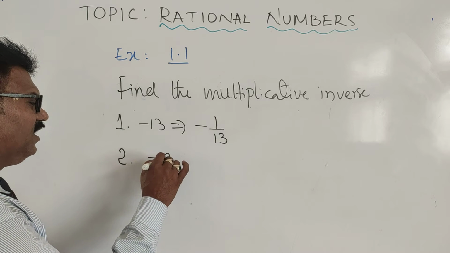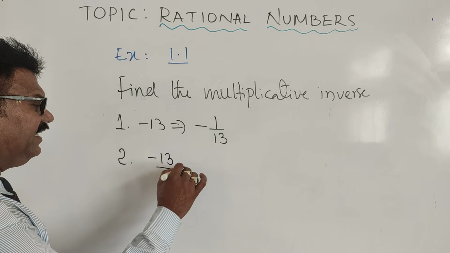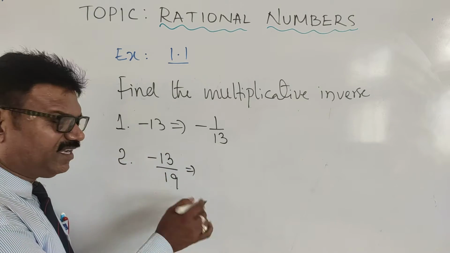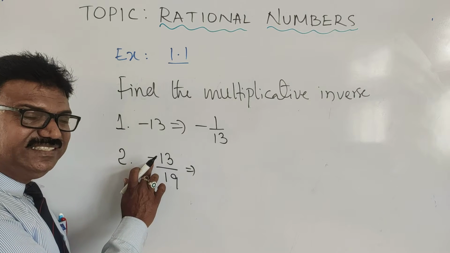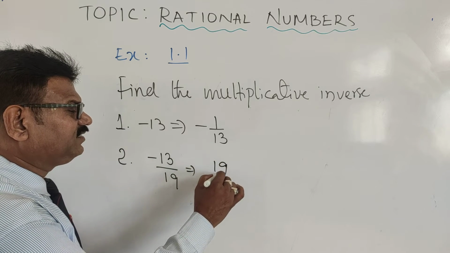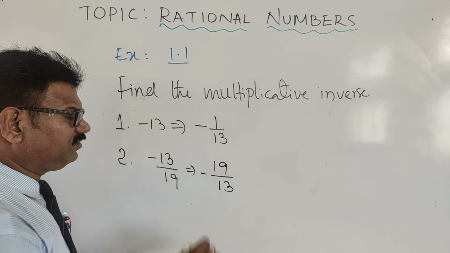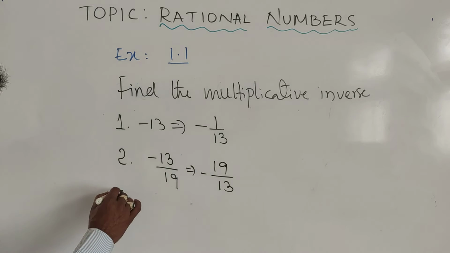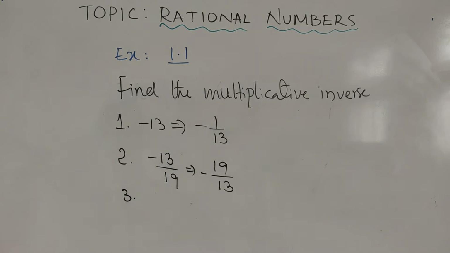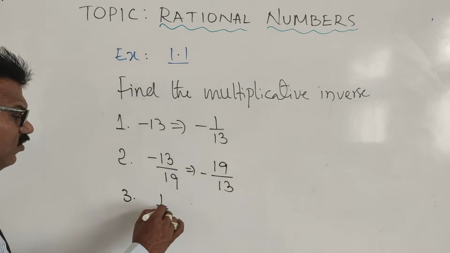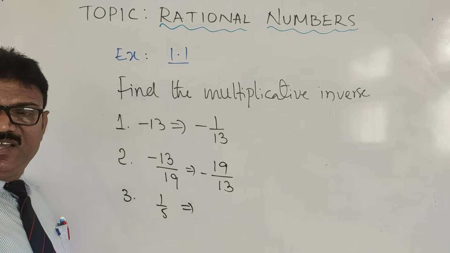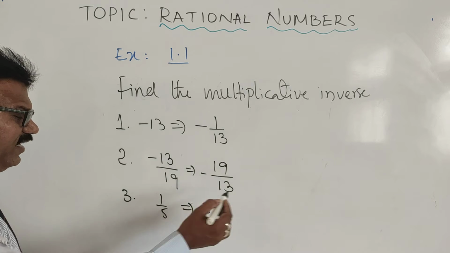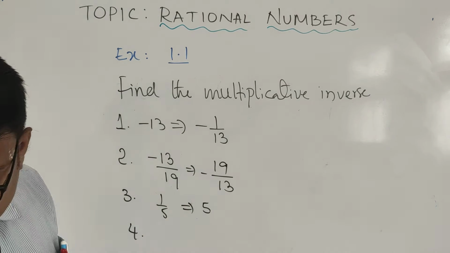Again, second question. Minus 13 by 19. What I told? Just change numerator to denominator, denominator to numerator. And we are not at all changing the sign. Therefore, minus 19 by 13. 13 by 19 means just reverse. Third question. 1 by 5. Who will tell 1 by 5? Anybody? Very good. What is the answer? 5. Very simple. Good.